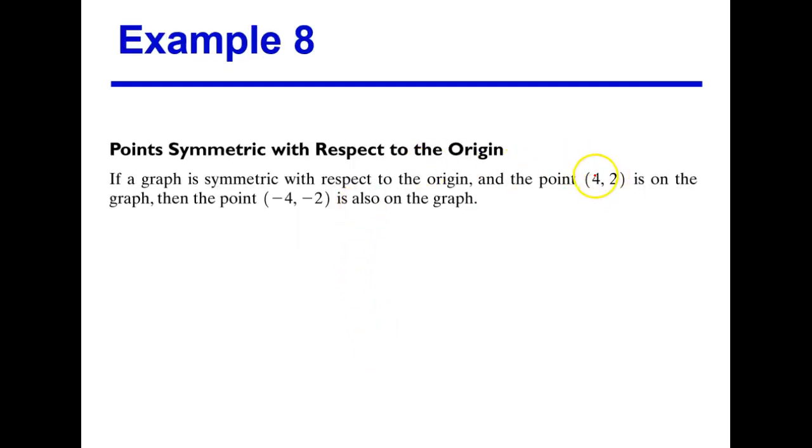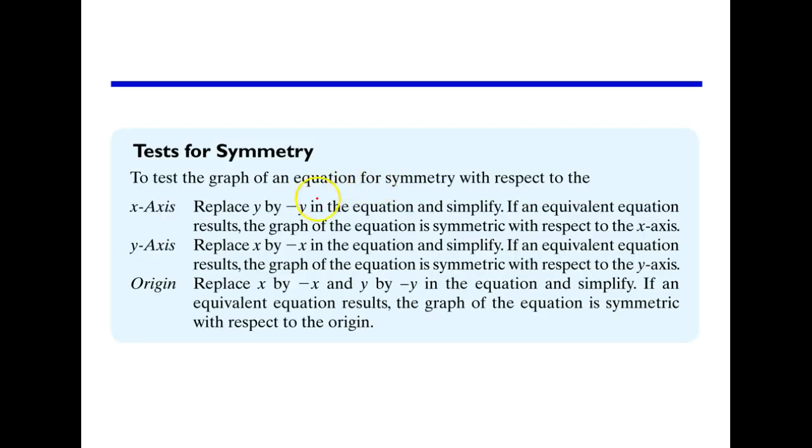Okay, so here's my example. I've got the point 4, 2, so I know that the point negative 4, negative 2 is also on my graph if it's symmetric about my origin. Okay, so how can I test for this, whether I have a graph or I have an equation?